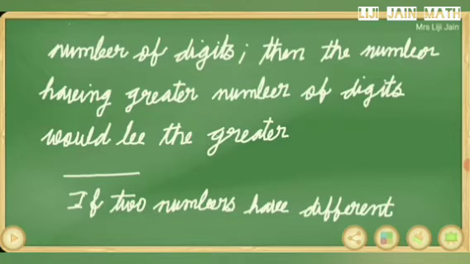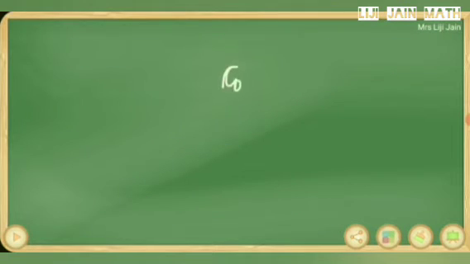So if there is a 2-digit number and there is a 5-digit number, which one would be greater? Surely the 5-digit number would be greater. Why? Because that is the number with the greater number of digits. Have you got the concept? We discussed the comparison of numbers.